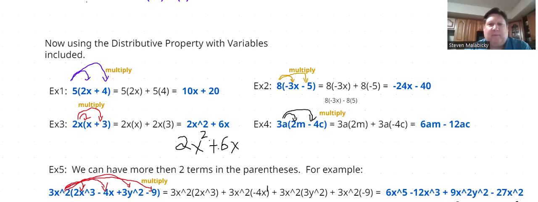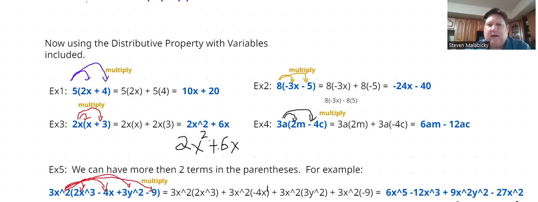Example 4, when your variables are different, then you just combine them together, put them right next to each other. You multiply the numbers together, you put the variables next to each other. So 3a times 2m is 6am, and then 3a times negative 4c is a negative 12ac. 3 times negative 4 is negative 12, and then put the a and c attached to each other.